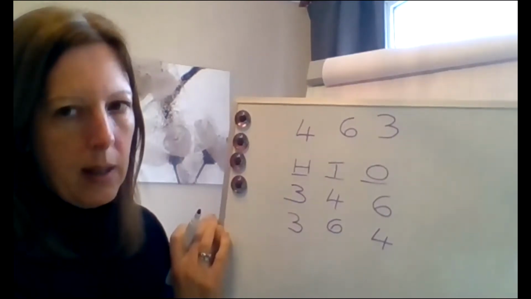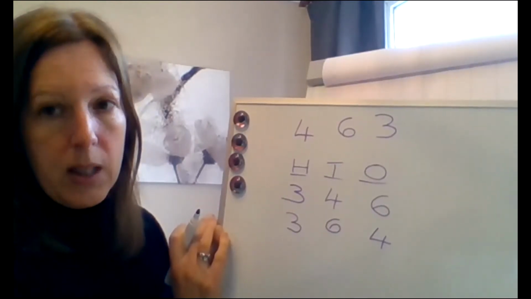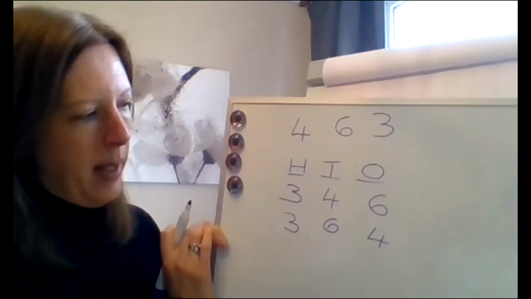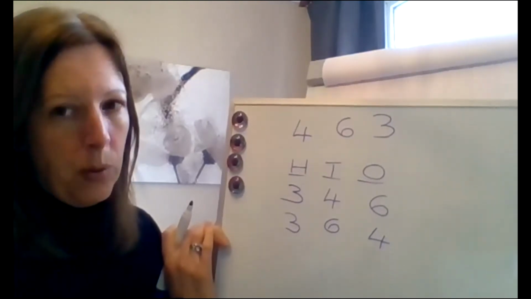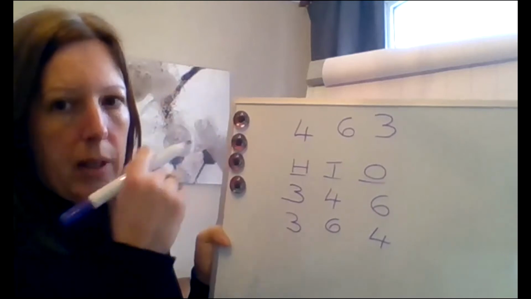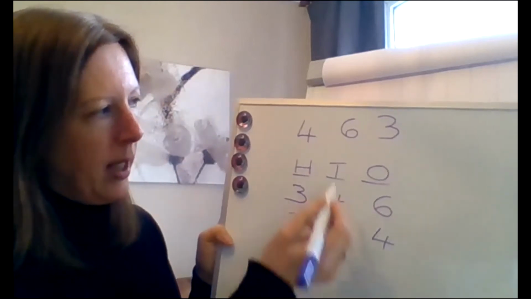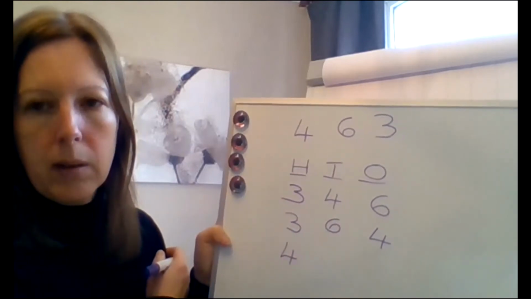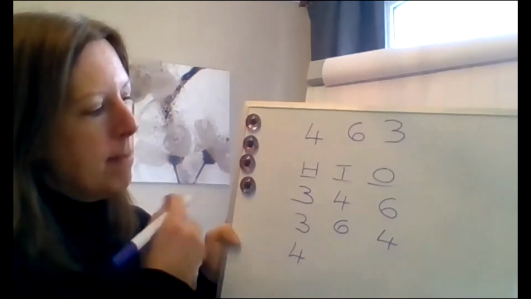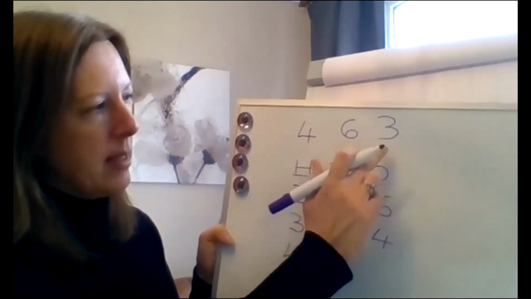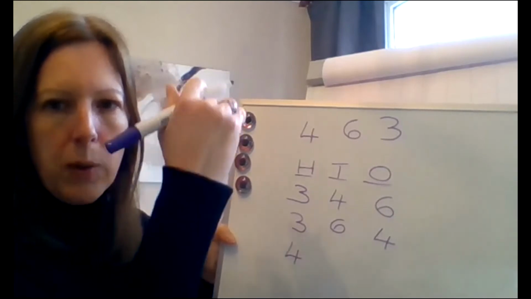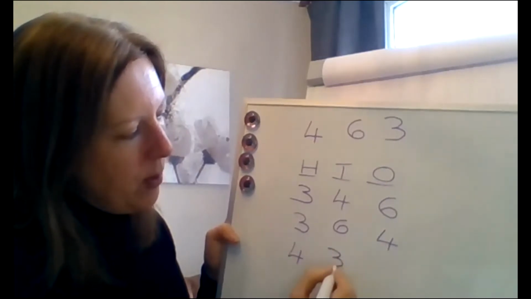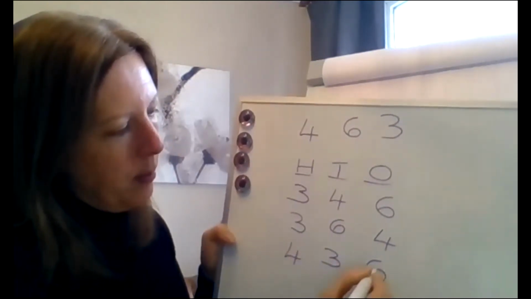Now I can't make any other 3-digit numbers where I have got my 3 in my hundreds column. So I'm now going to move on to my next highest number. So this time I'm going to be looking at putting my 4 into my hundreds column. Now I've used my 4, so I've got a 6 and a 3. Now if I'm doing this in order from smallest to biggest, I'm going to want to put my 3 in here and then my 6 in there.